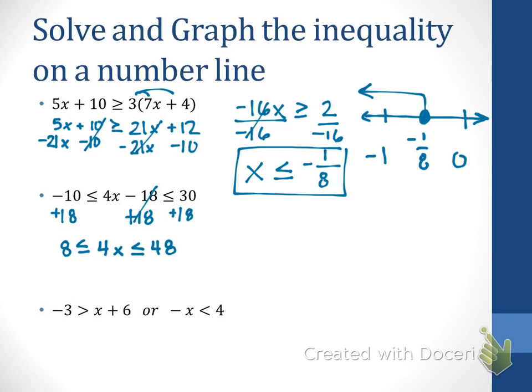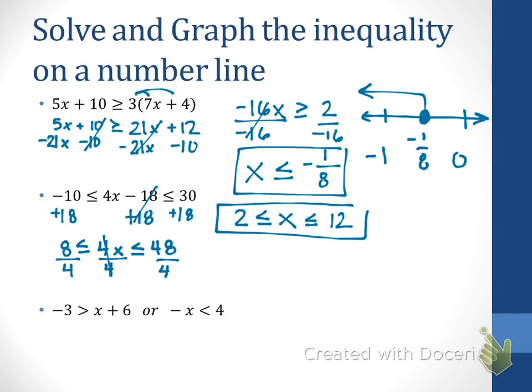Now I'm going to take everything and I'm going to divide it by 4. And I'm going to divide 4 by the beginning and the end. So 8 divided by 4 is 2, is less than or equal to, x is less than or equal to 12. And now x is all alone in the middle.